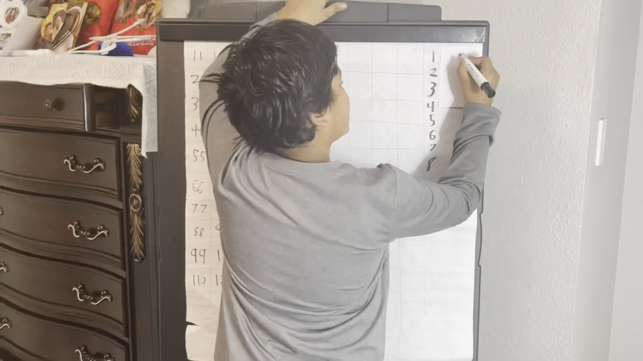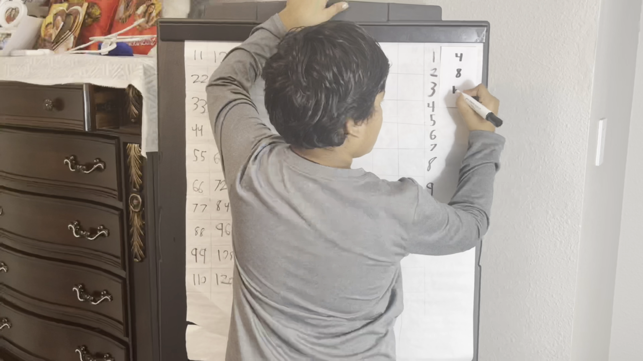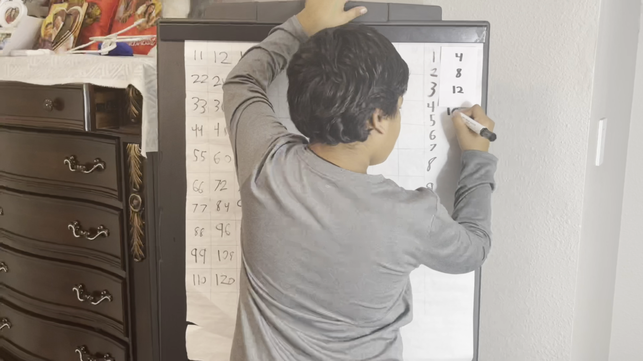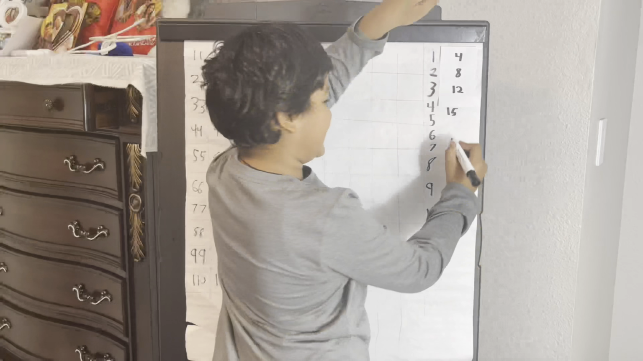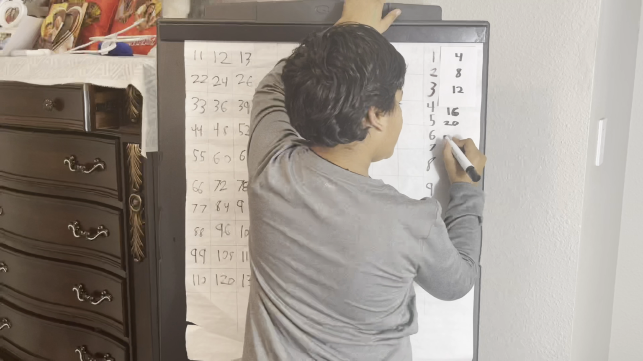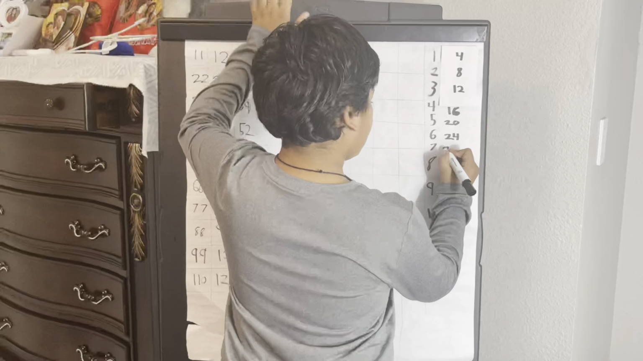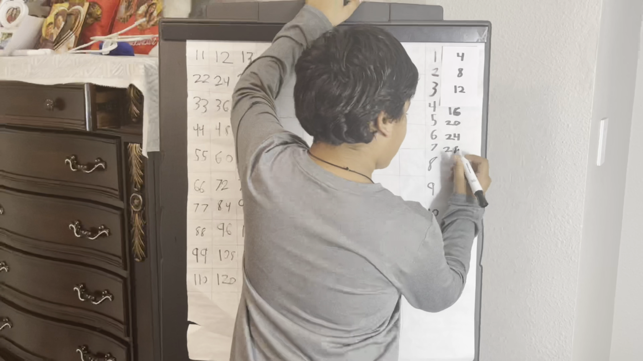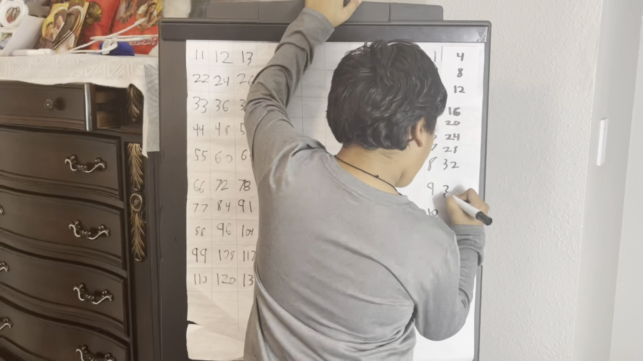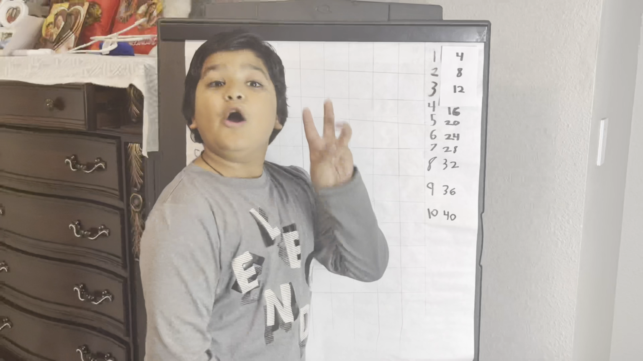And the 4 table goes like 4, 8, 12, 16, not 15, 16, 20, 24, 28, and then 32, 36, and then 40. And now for the third step.